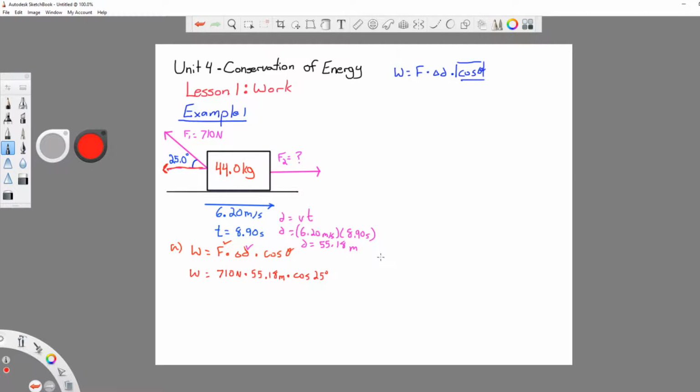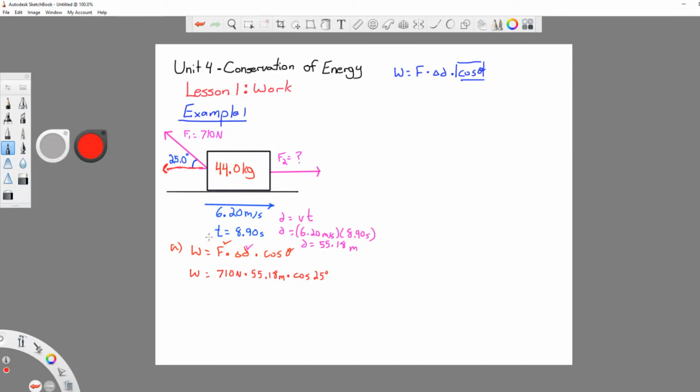All right, so the thing that I wanted to mention, and I should have maybe started the video with this a little bit clearer, but this force is pulling in the opposite direction to the motion. Right? This force is pulling at 25 degrees away from the exact opposite of the motion. So what can we do here? There's two things that we can do to fix this.